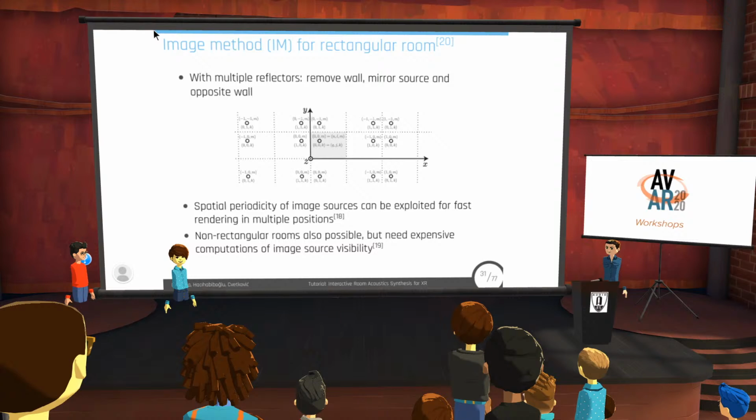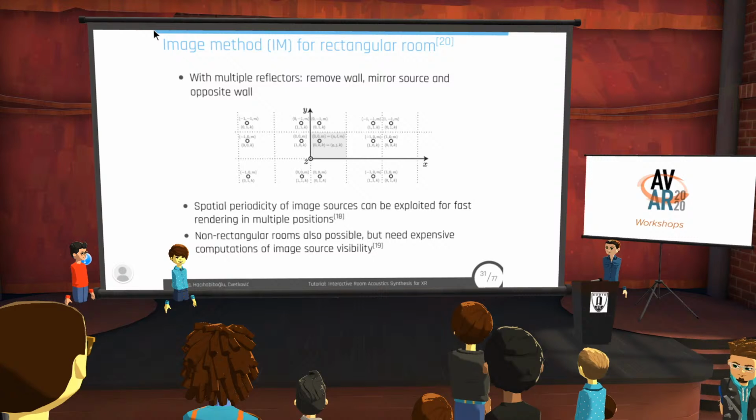You remove the wall and mirror, not just the source, but the rest of the world, and you keep on removing walls and mirroring the world until you only have image sources. Now, in the case of a rectangular room, and again, think of the mirrors all over the place, what you would see is all this distribution of mirror images, which is an infinite lattice of these mirror images.